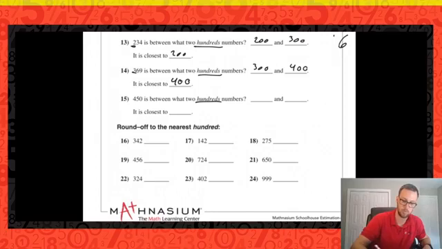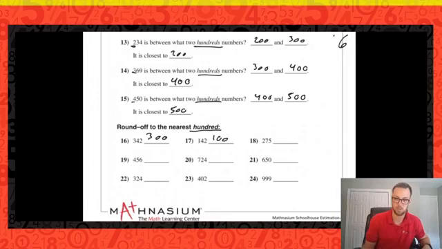All right, number 15. 450 is between, good job, 400 and 500, and it's closest to 500. All right, so we want to round these numbers off to the nearest 100. Yep, 16 is closer to 300. 17 is closer to 100. 18 we would round up to 300. 19 we would round up to 400.